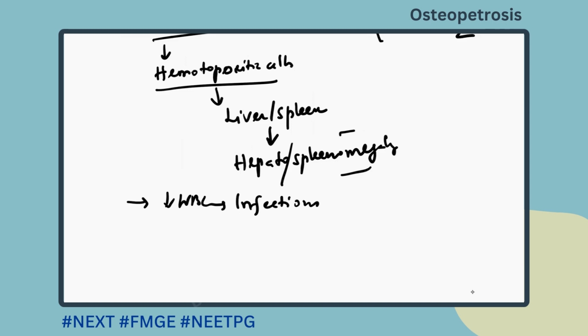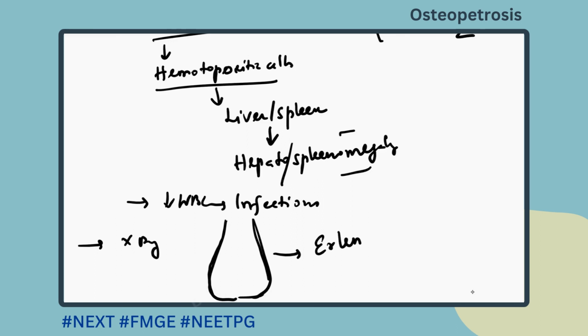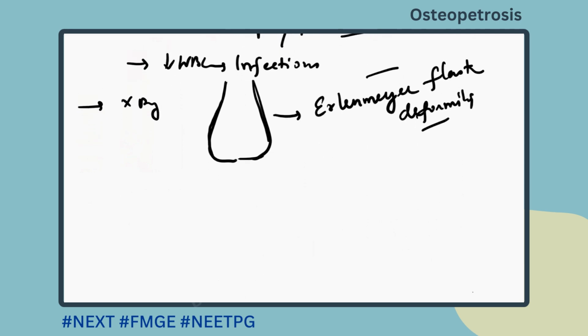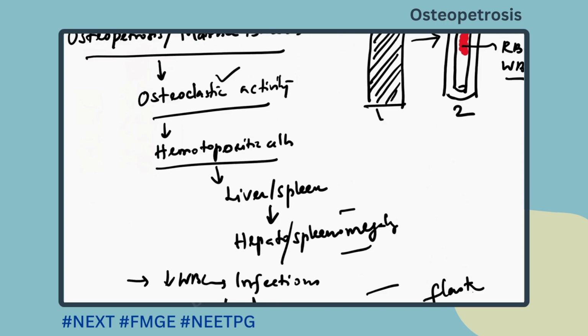Okay. Very important point. When you take an X-ray of this patient, the X-ray will show a widened metaphyseal diaphyseal junction, giving an appearance called Erlenmeyer flask deformity. Erlenmeyer flask deformity is seen in osteopetrosis. So this is how osteopetrosis will present to you.